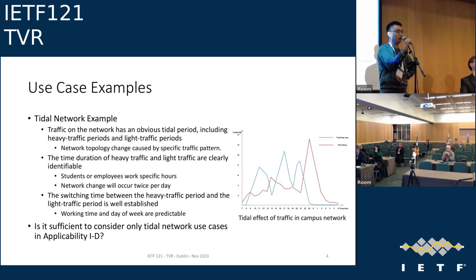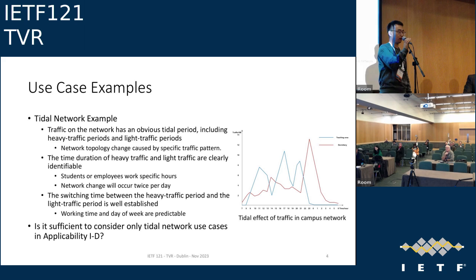As we know, in a tidal network, the traffic usually has an ambiguous tidal period, including a heavy traffic period and a light traffic period. The time duration of the heavy traffic period and light traffic period are clearly identified, and the switching time between the heavy traffic period and the light traffic period can be well established. We will talk about applicability based on this case. And there is also a question for the working group: is it sufficient to consider an all-in-one use case in the applicability draft?